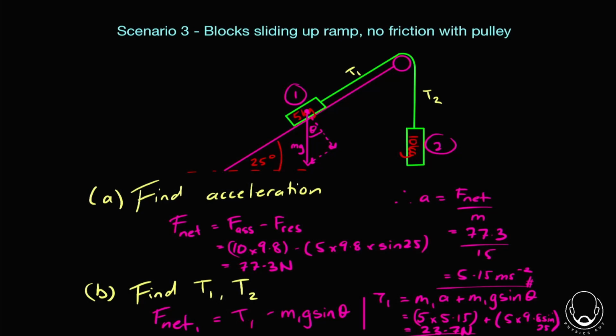Okay, and keeping in mind that T1 and T2 are the same thing, well, therefore we get our tension force T1 is equal to our tension force T2, which is equal to 23.7 newtons.